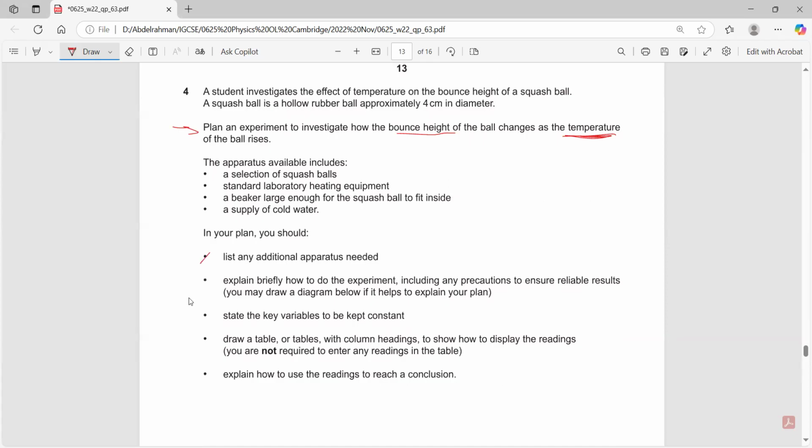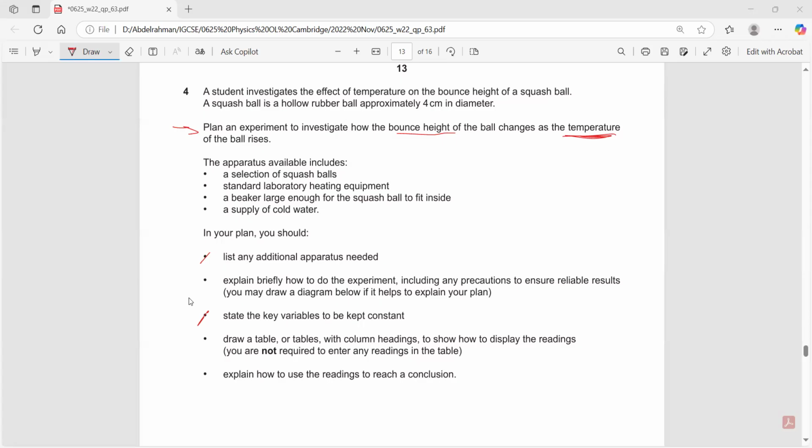Okay, what about the key variables? The most important key variable in this question is what? Is the height from which you drop the ball, right? You're not measuring the height, you're measuring the height of the bounce after it bounces back. So the most important key variable would be the height of the drop. You can say the same ball, yes, the same.